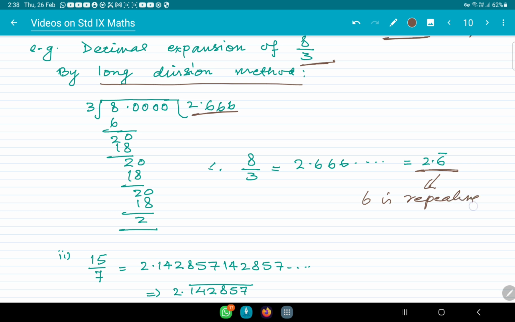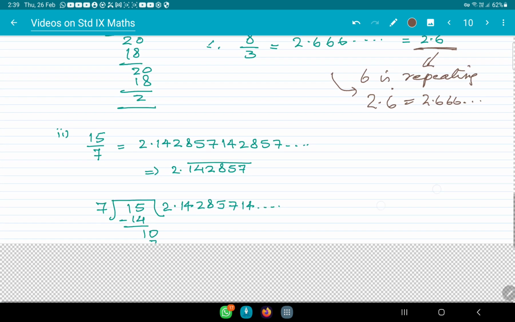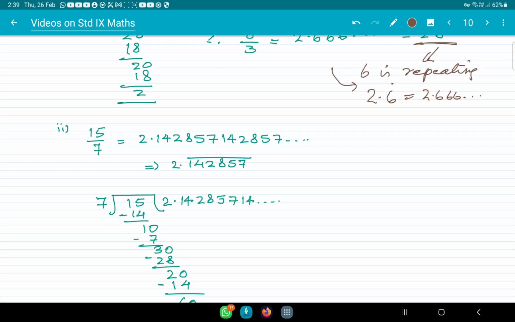Since only one digit is repeating here, we are making a bar over it. Somewhere you will see that in some books they have used a dot instead. If there is a dot over a particular digit, it means that this particular digit is repeating, or that we are getting 2.666 like this. Clear?